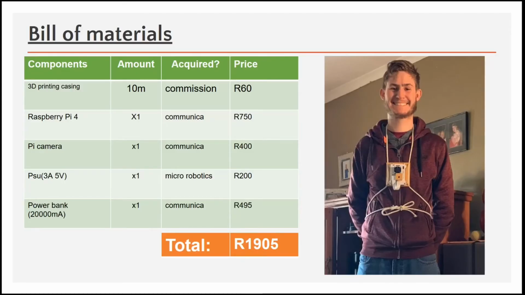Bill of materials. The components I used included 3D printing, the Raspberry Pi, the camera, the power supply when I was programming it, as well as the power bank that I used when I was mobile. The prices turned out to be pretty expensive for the power bank, I would say, and the Pi camera, but otherwise I was expecting around about 1,000, 1,005 or so. So the price was about accurate.